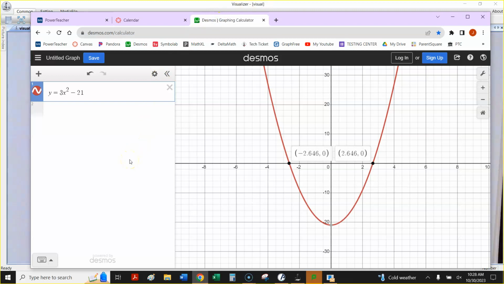Okay, so I've got this graph. I kind of cheated and did it earlier just to show people. If I graph the related quadratic and I'm looking for those zeros here, you guys see I get these ugly negative 2.646 and positive 2.646. Those are my zeros, right? Just remember that 2.646 for 1 second.